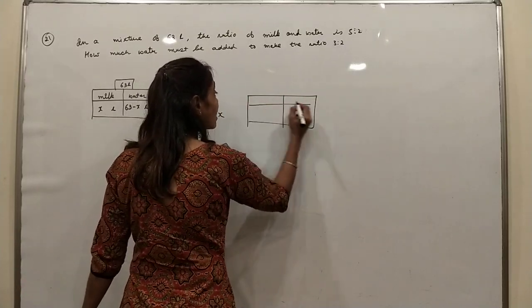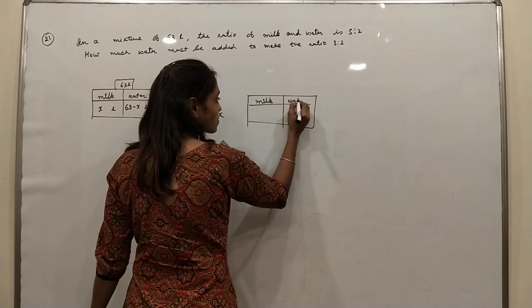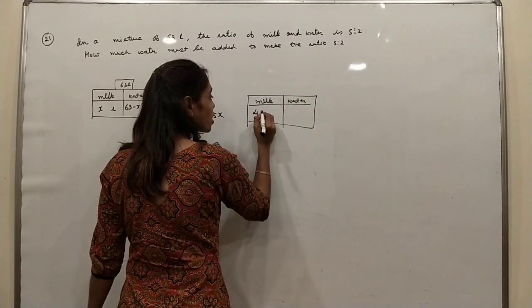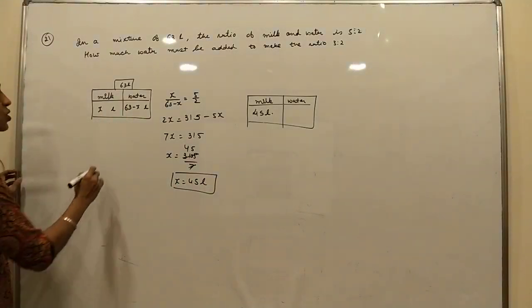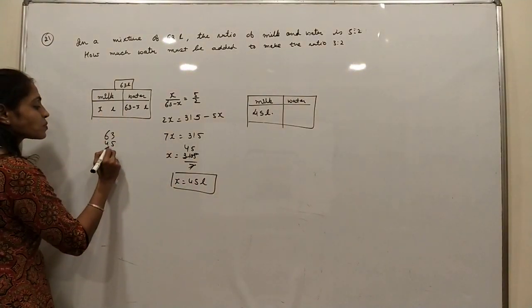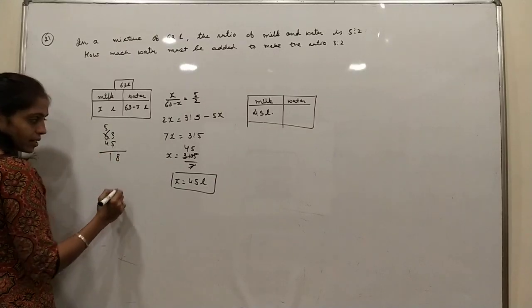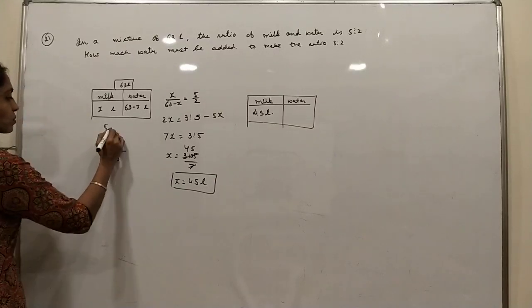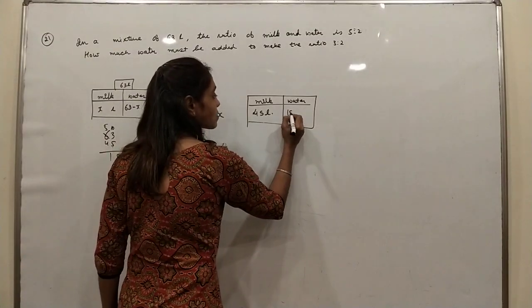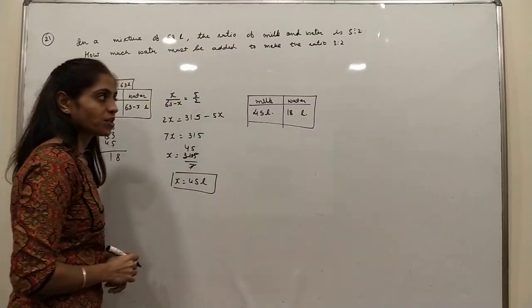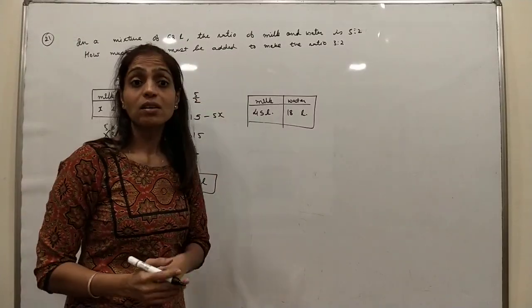The milk now, milk and water. Initially 45 liter, x is 45, and 63 minus 45 is 18 liter. Okay, 18 liter is water. But now how much water must be added?